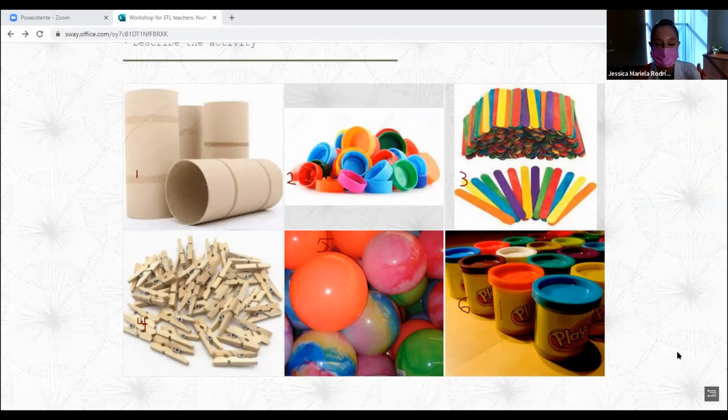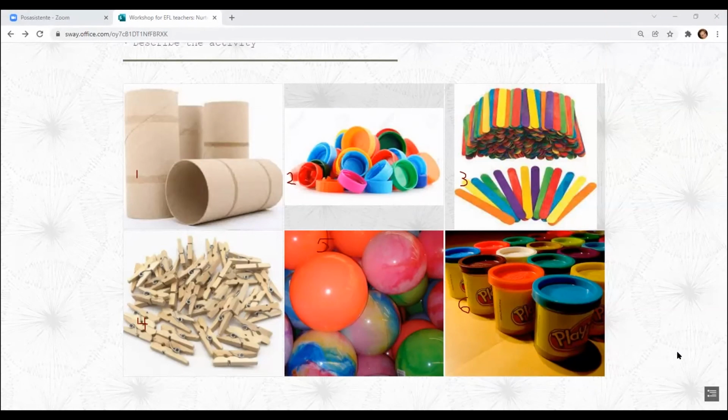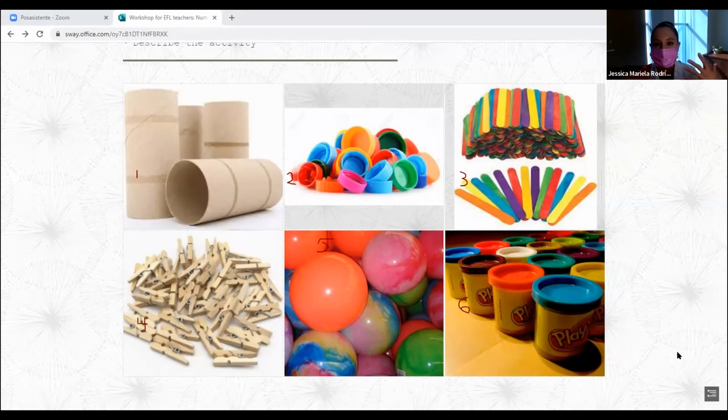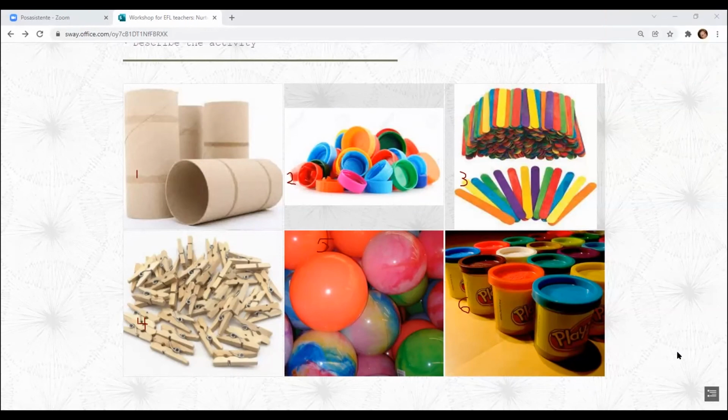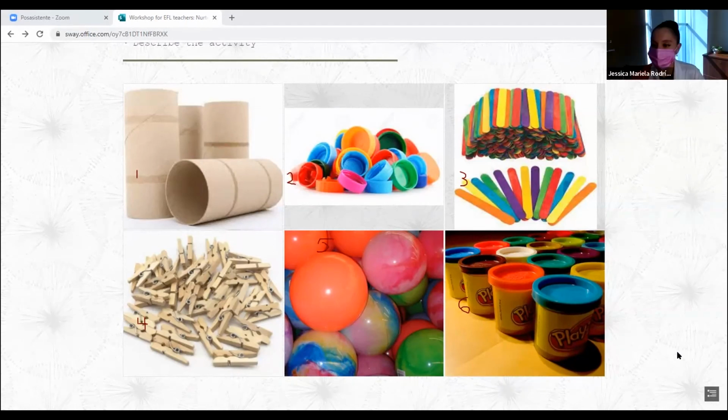And here what you are doing is giving the students the materials. So they have to make use of these materials to create or propose a solution to a problem. I think this is a very good example of creativity because you are giving them a lot of flexibility to propose a solution. Thank you, Nancy.